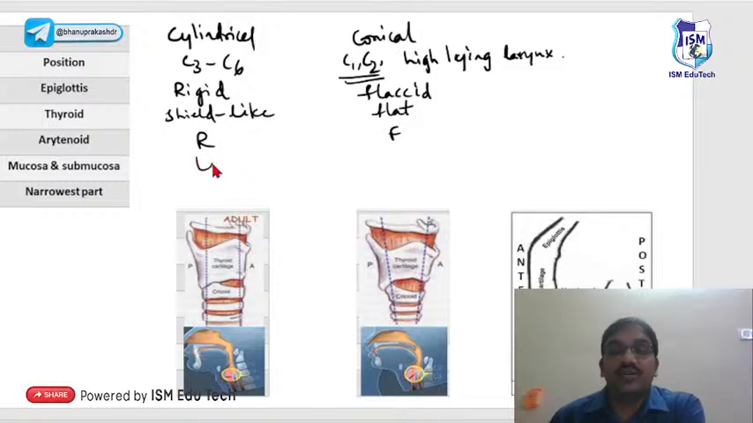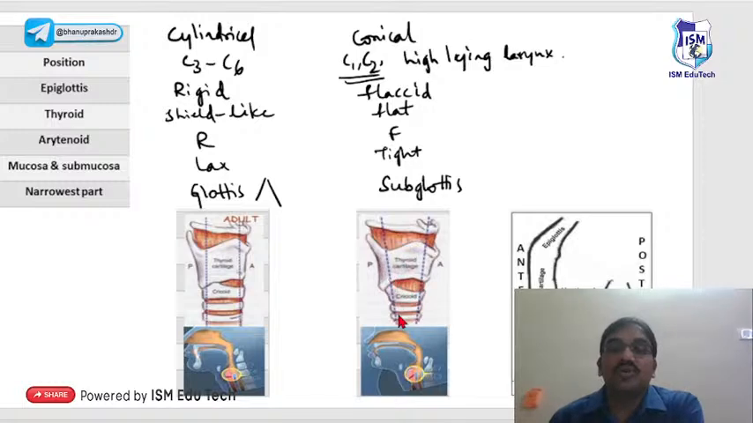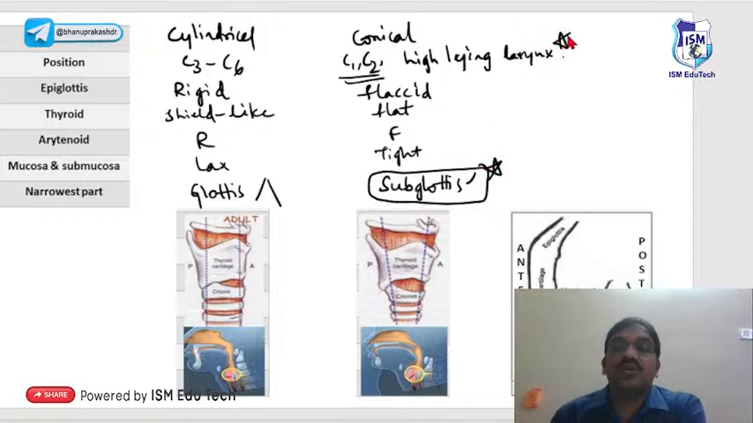Mucosa is a bit loose, lax in adults, whereas it's a bit tight in children. And the narrowest part in case of adults is the glottis, where vocal cords lie. But in case of children, the narrowest part, due to the conical shape, is below the glottis, the subglottis. So the subglottic level is the narrowest part. This is an important MCQ for you, and this is one more important MCQ. So this is most important, right?